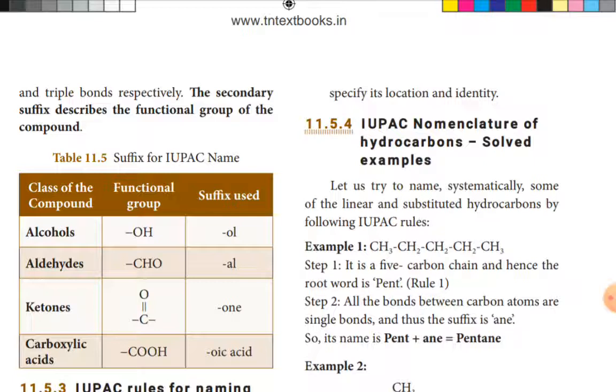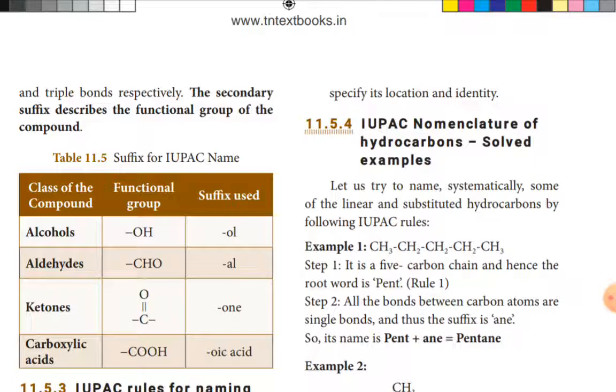Suppose the functional group consists of carbon, hydrogen, oxygen, CHO. That is going to end with AL: alkanal, propanal, butanal. More or less, the alcohol and aldehyde, when we pronounce them, look similar to one another, but when you write, we have to write with the correct spelling. Alcohol ends with OL, aldehyde ends with AL.